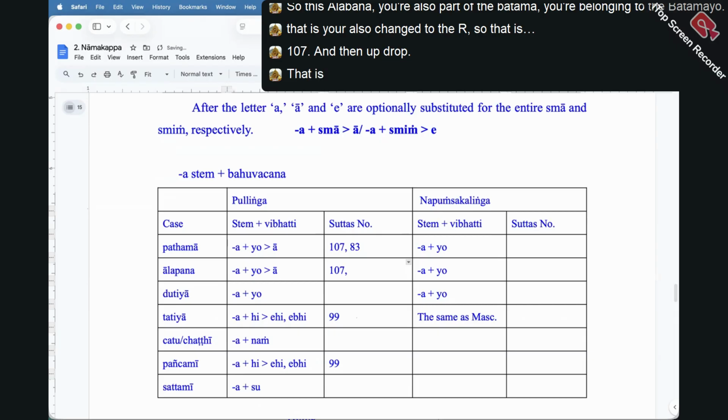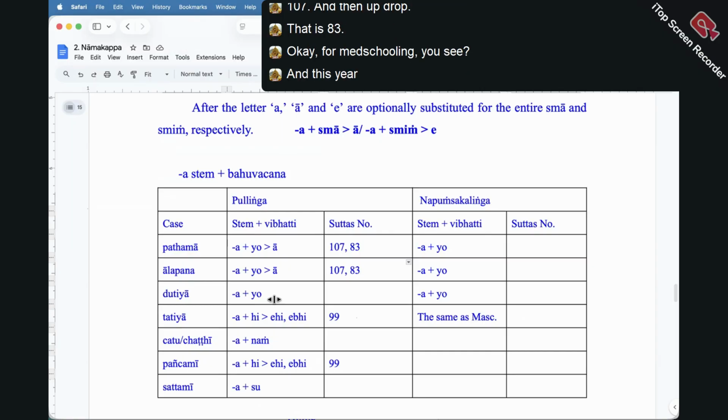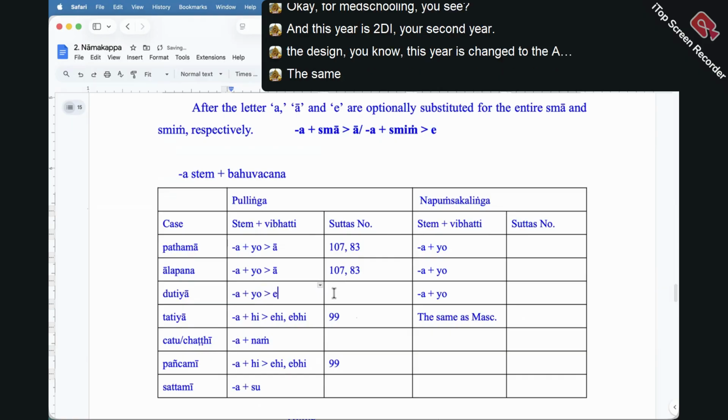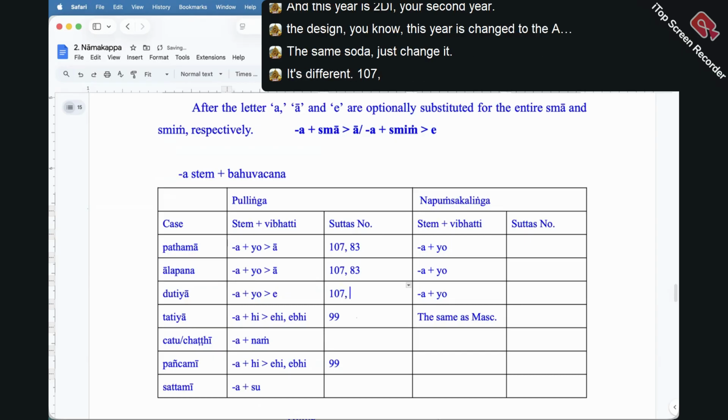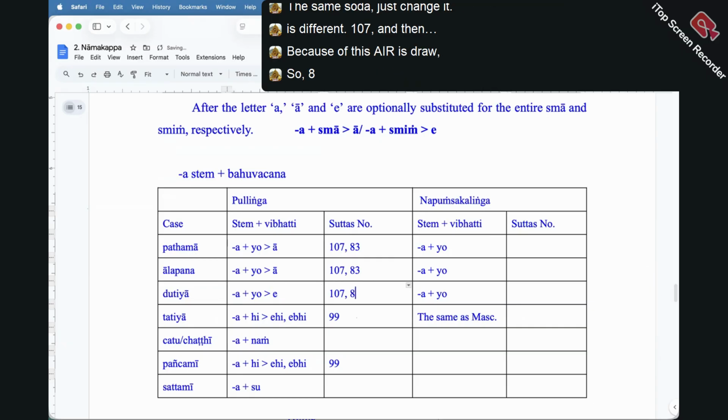That is 83. Okay, for masculine, you see. And this yo is the Dutiya yo, the second yo. That is, this yo is changed to the A. The same sutta, just the change is different. 107. And then because of this A, R is dropped. So 83. You see? 83. Okay, now for the neuter.